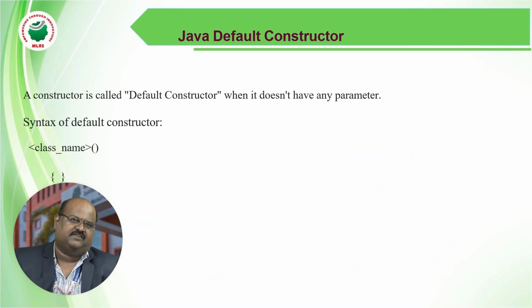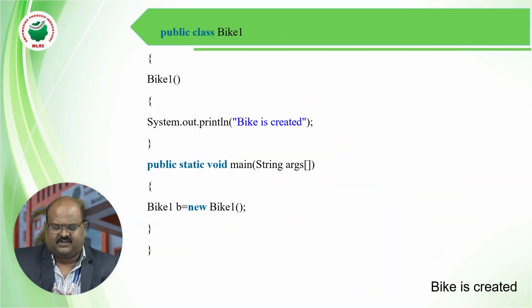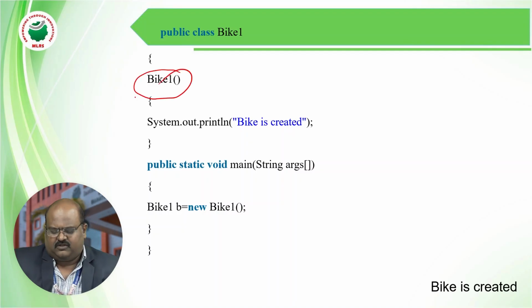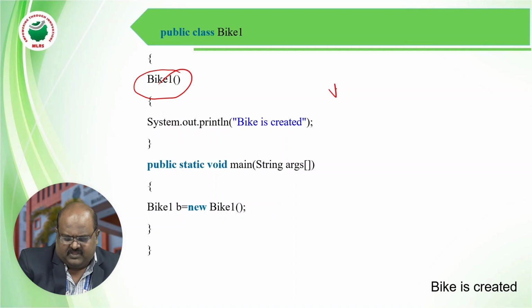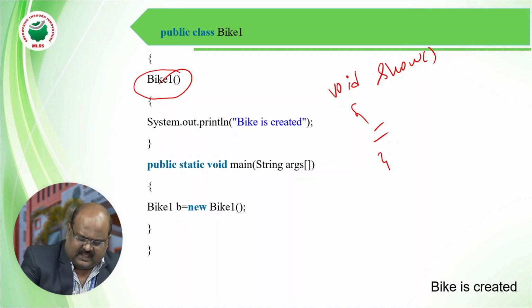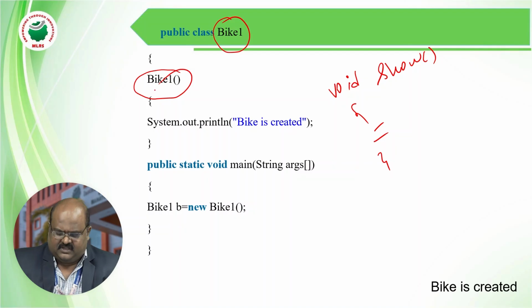Coming to the default constructor, the syntax is, suppose I am declaring a class with the name Bike1, and below this we write the constructor. In the normal case, how do you write a method? We go with a return type, with or without, then the name of the method, then we open a brace and write whatever code we want. But for a constructor, you declare it with the same name as the class name. Then only it is called a constructor.